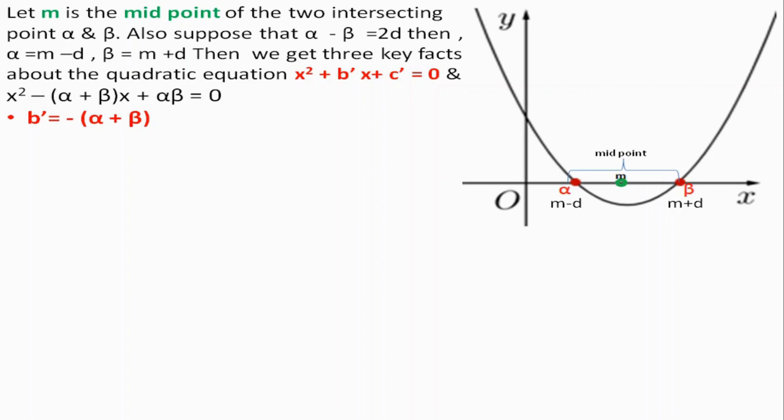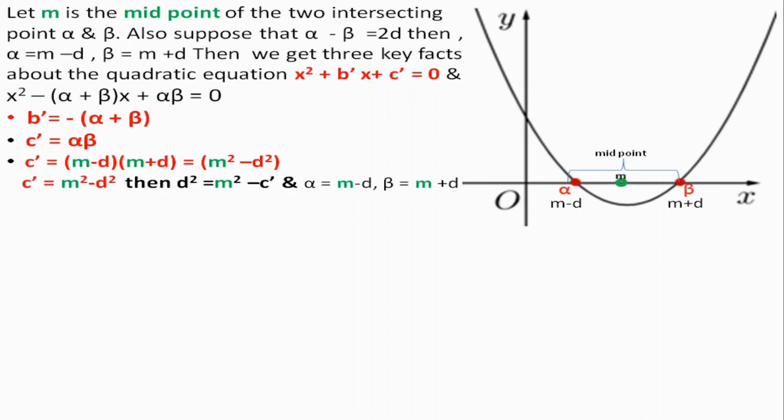So we note three important points. What is b dash? It is minus (alpha plus beta). What is c dash? Alpha into beta. Since alpha into beta is (m minus d) into (m plus d), c dash is equal to m square minus d square. So what is d square? d square is m square minus c dash. So we can find the value of d square, and then we find the value of d by taking the square root of m square minus c dash.